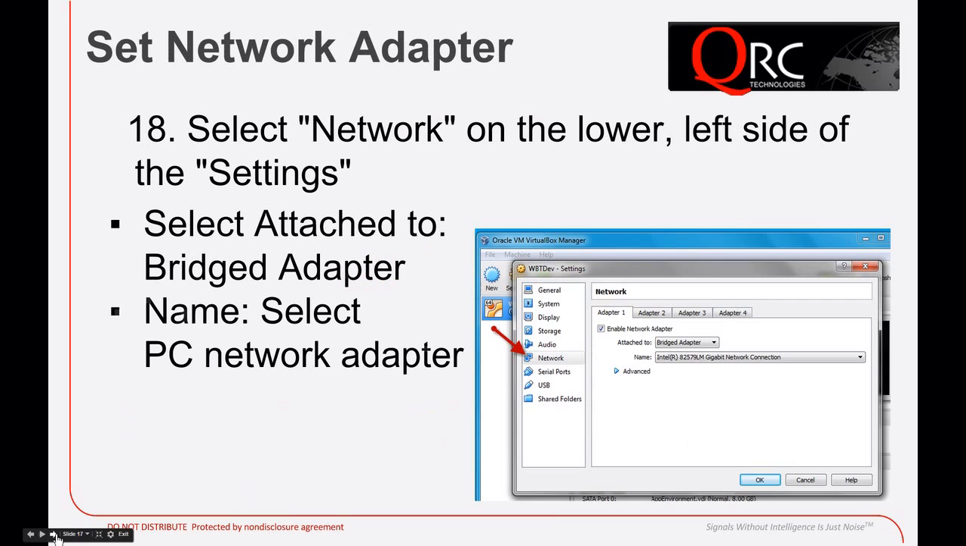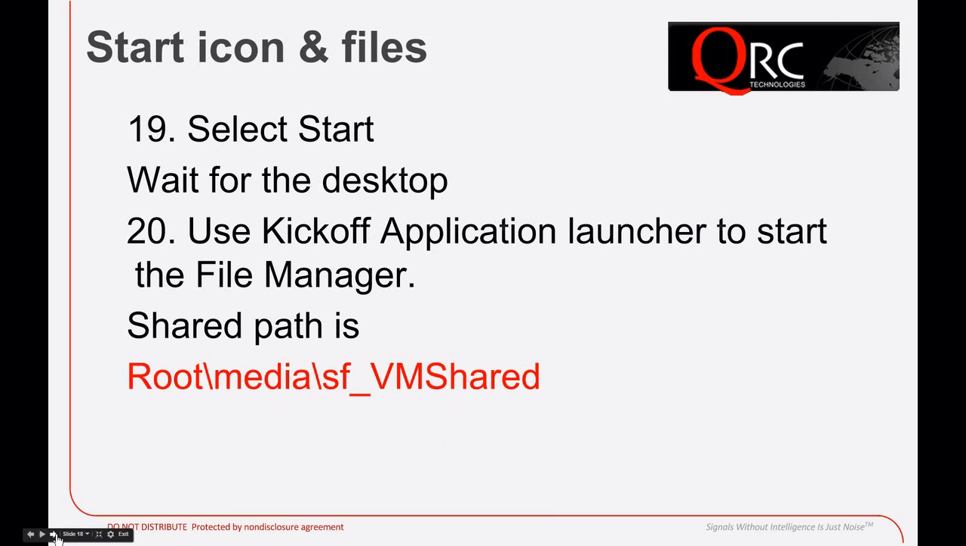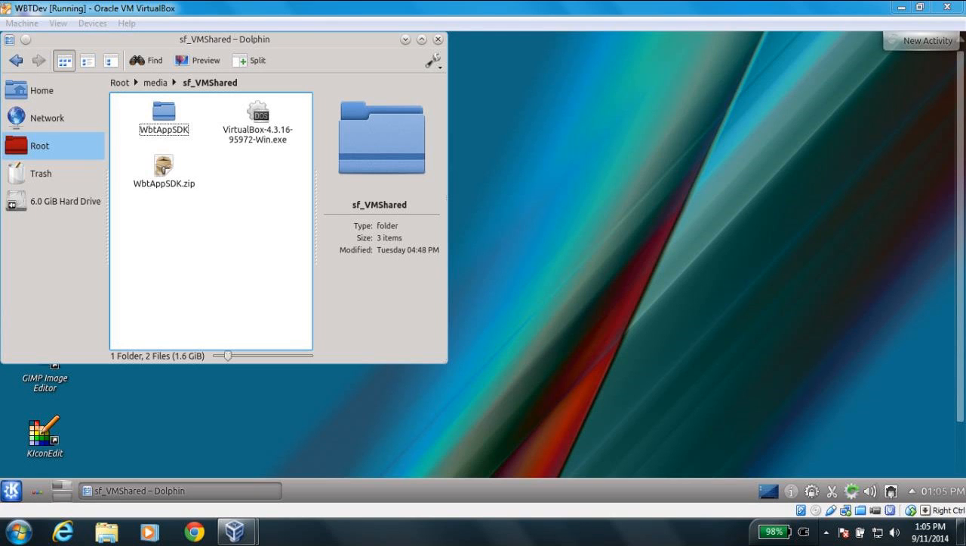Select the network settings in the virtual machine and connect it to the bridge adapter, and select the PC network adapter. Hit OK and the settings will close. You want to hit the start icon and then wait for the desktop to appear. Once a desktop is up and stable, use the Kickoff Application launcher to start the file manager and set the shared file path to root media sf_VMShared. That's your connection back to the virtual host.